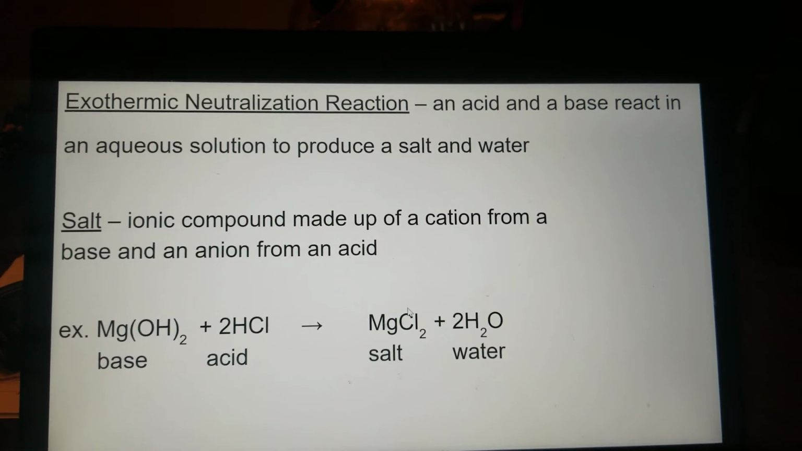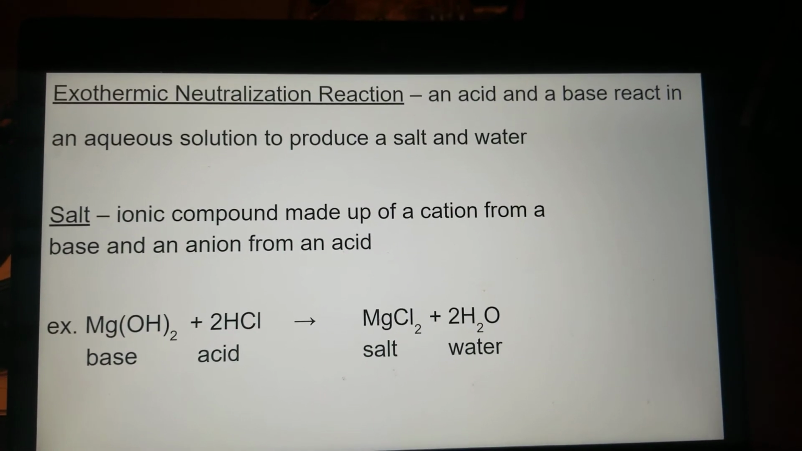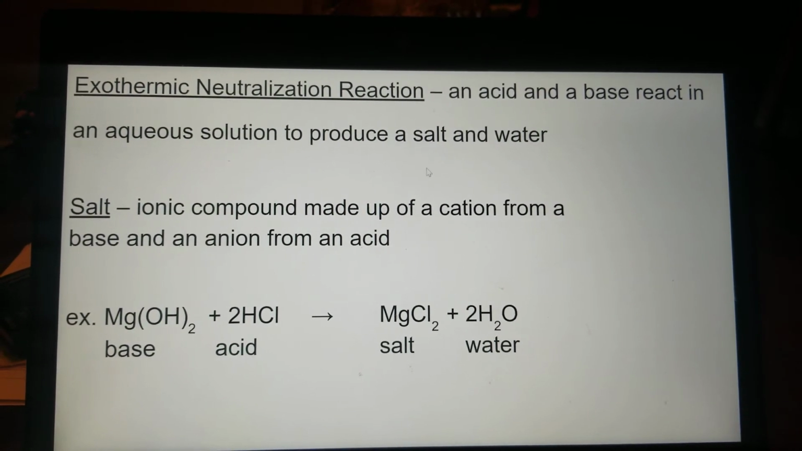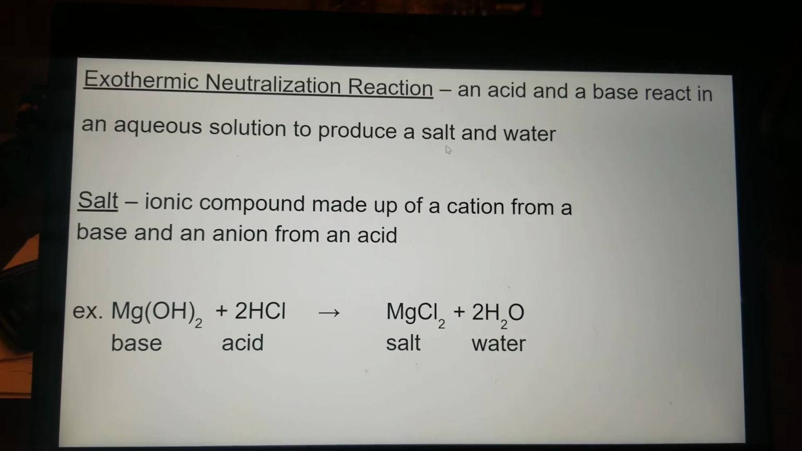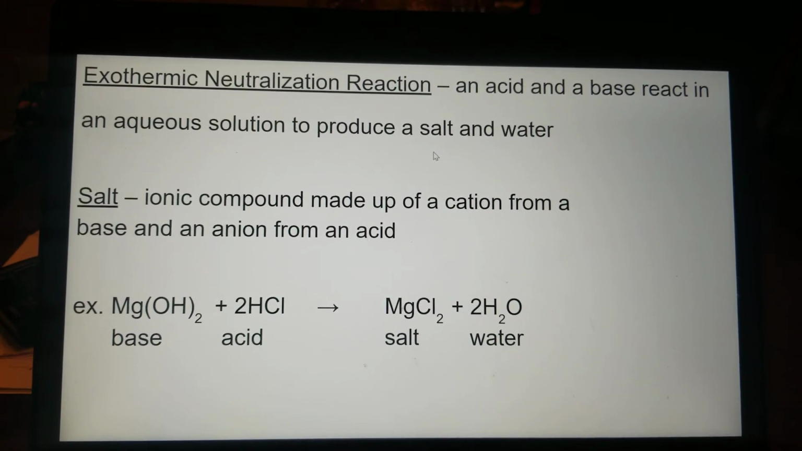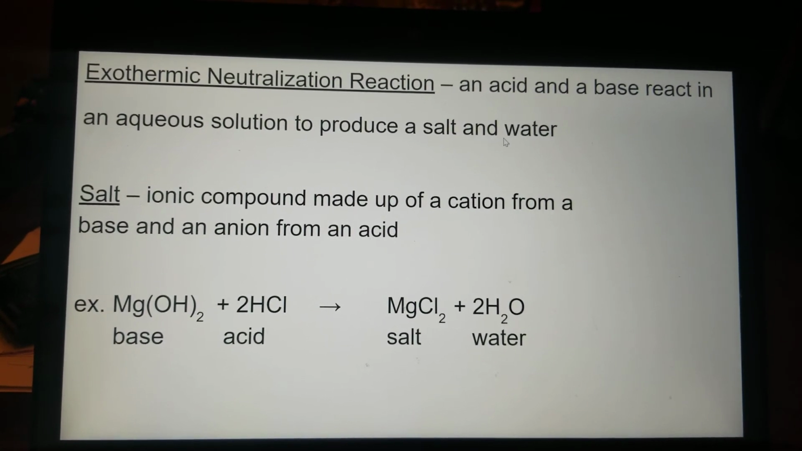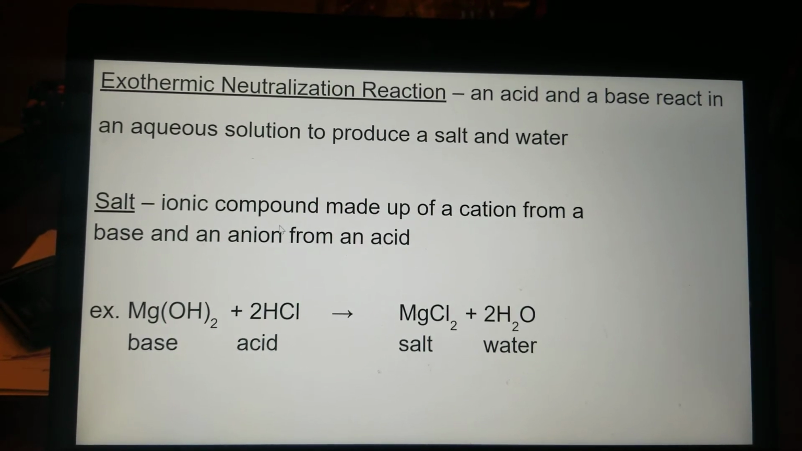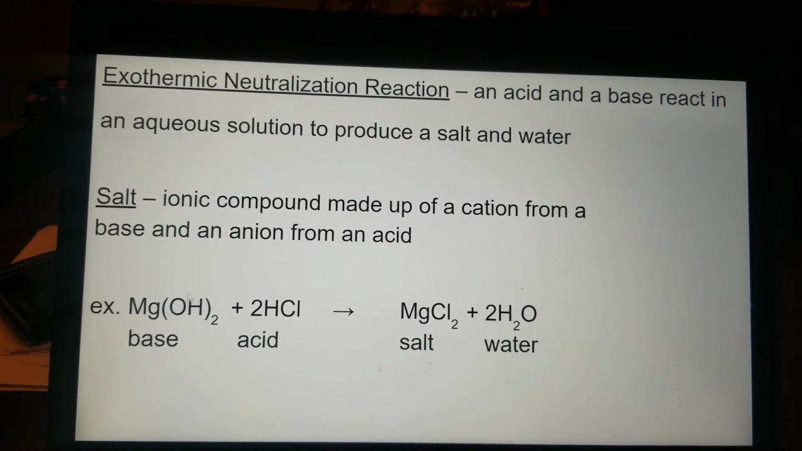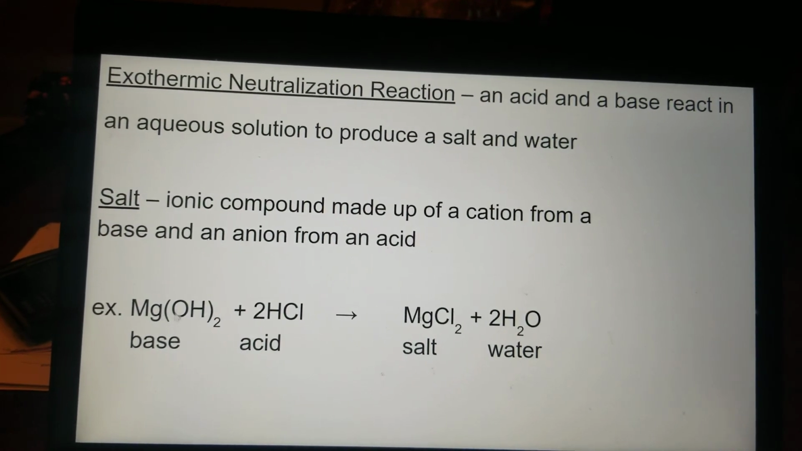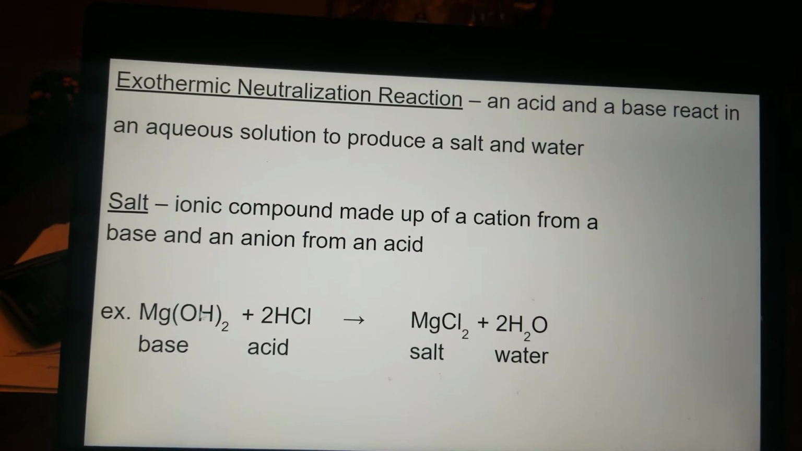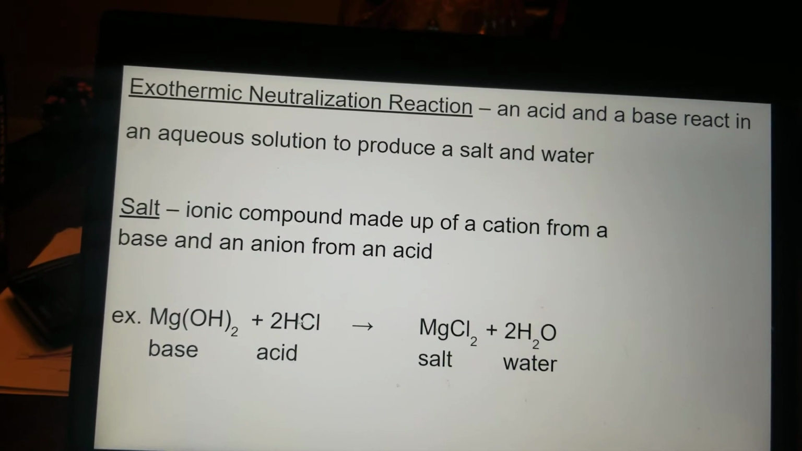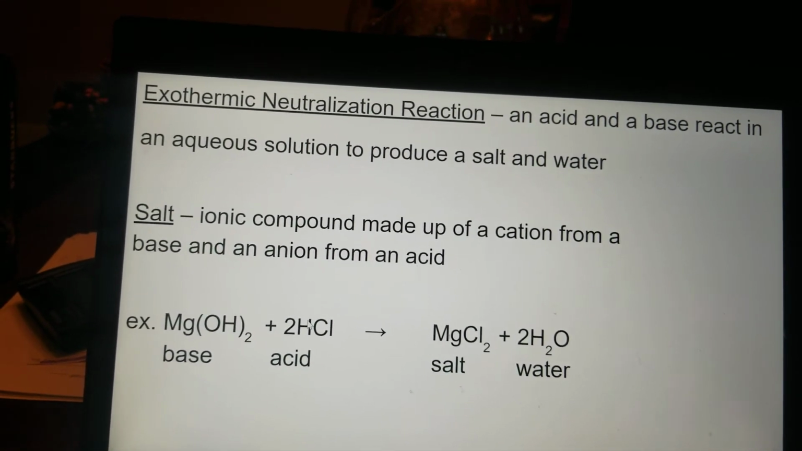Okay, we've got exothermic neutralization reactions. Okay, so an acid and a base react in an aqueous solution to produce a salt and water. So know that those are always going to be the products of a neutralization reaction between an acid and a base. The salt is going to be the ionic compound made from the cation of the base and the anion of the acid. So you can see here in this example, this is the base. How do you know? The OH minus. This is the acid. How do you know? The H plus would be separated in solution.